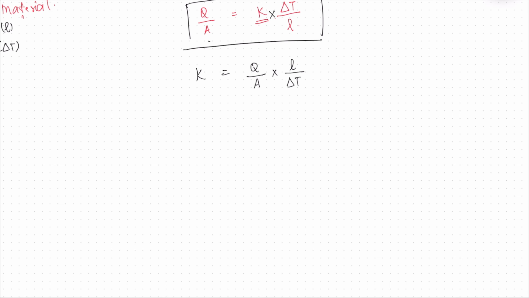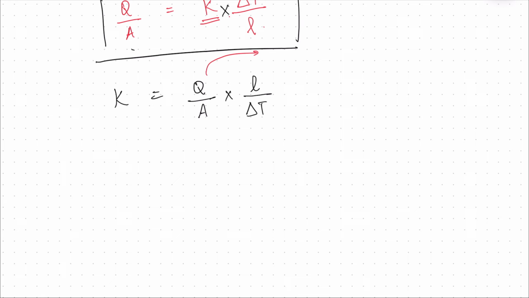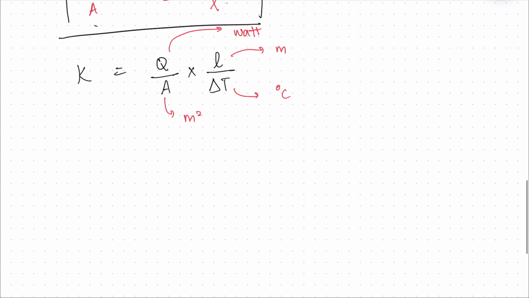And let's try to write the unit of measurement for thermal conductivity now. So we already know Q is your rate of flow of heat, which can be written as joules per second, or it can be written as watt. So it's either joules per second or watt. Then you have area, which is meter square. You have your thickness, which is in meters, and your temperature difference, which is degree Celsius. So this is basically watt by meter square into meter by degree Celsius.